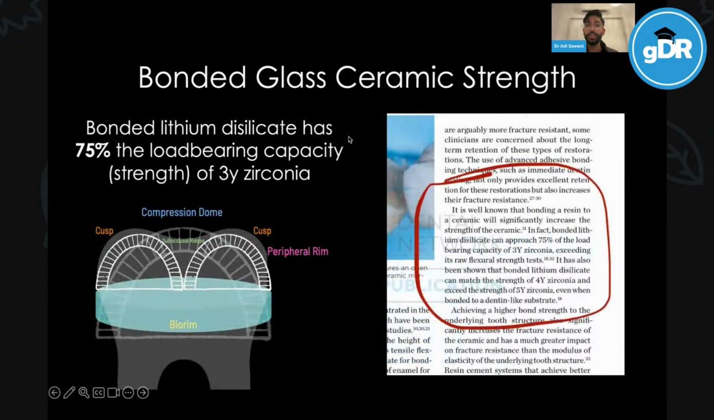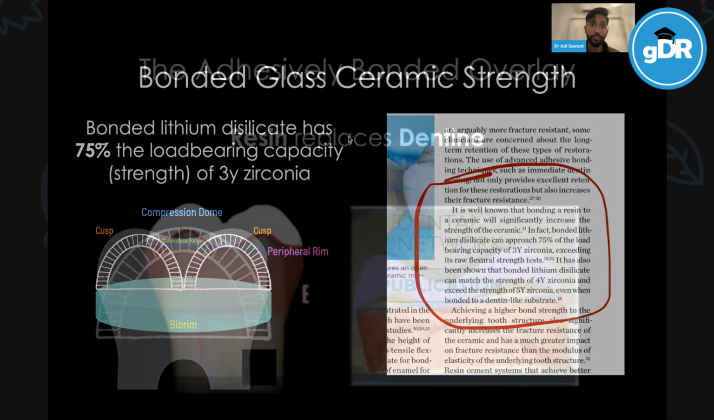In terms of if you're really concerned about glass ceramic strength, bonded lithium disilicate has 75% of the load-bearing capacity of 3Y zirconia, right? 3Y is the ugliest one. 4 and 5Y are a little bit nicer looking. They lose a little bit of strength. It's pretty equal to 4Y, but not that zirconia can't be bonded, but lithium disilicate has a lot of long-term evidence for bonding. You can get covalent ionic bonds. Tends to be the best material to use.